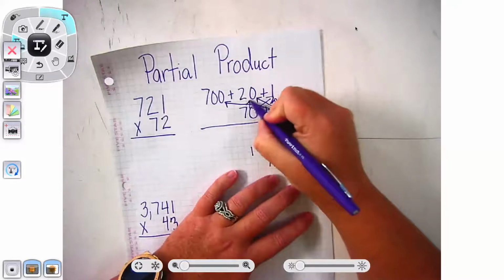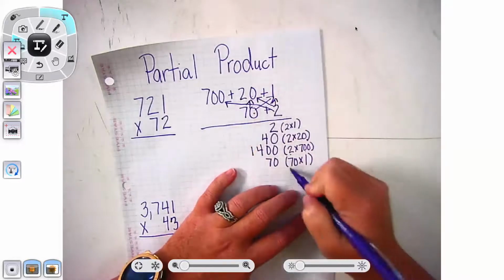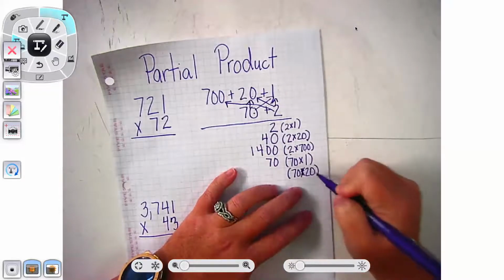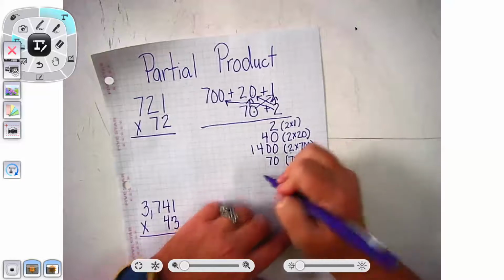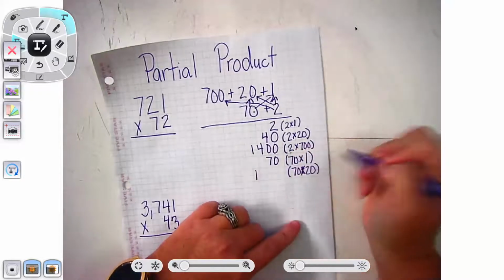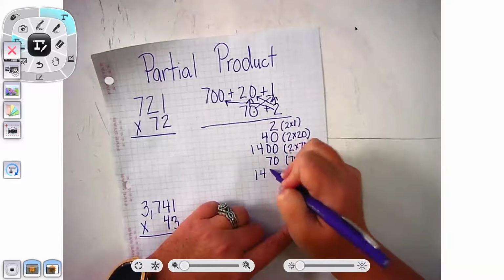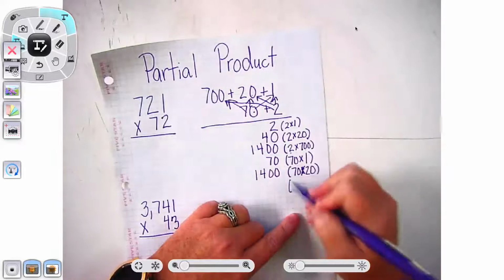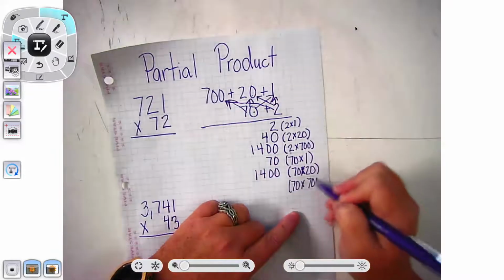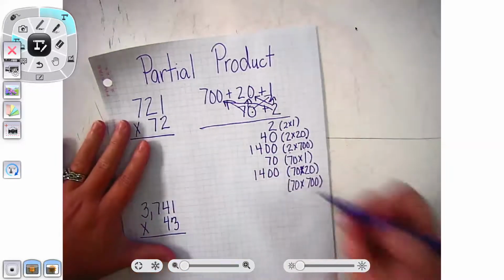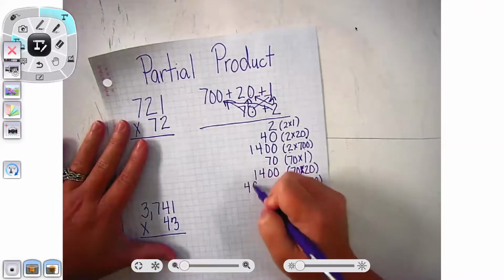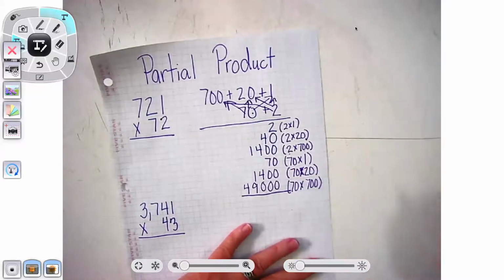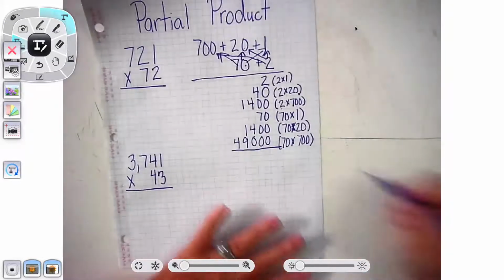Then I'm going to take 70 times 20. So 70 times 20 would give me 1,400. Then I'm going to take 70 times 700. I know that 7 times 7 is 49, and I have 3 zeros. Then I'm going to add my answers up.